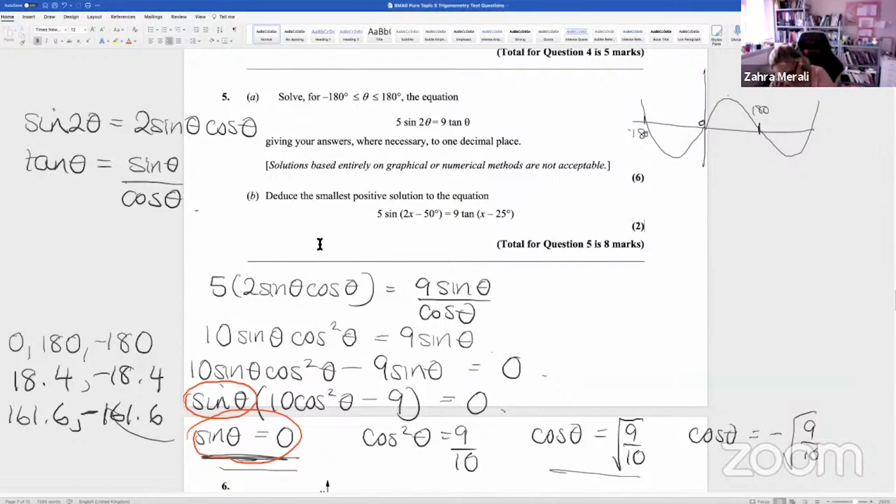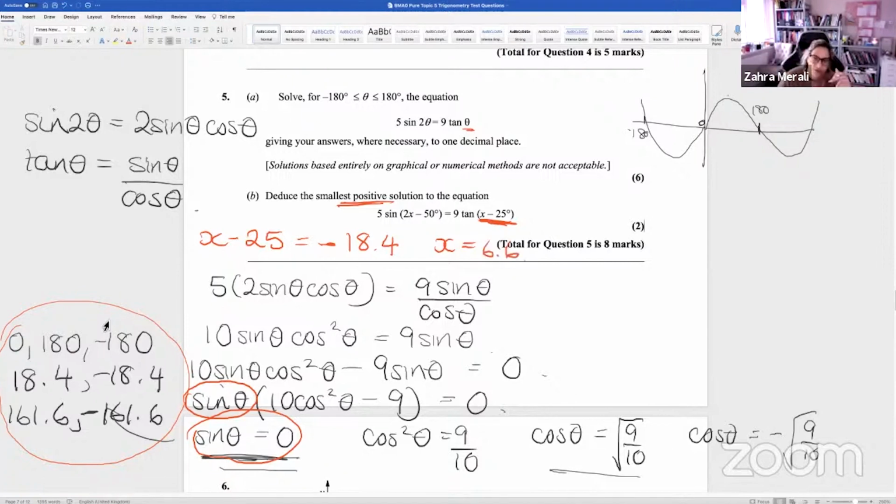So if we match it up, we can say that instead of theta, we've got x minus 25. So x minus 25 can equal any of these, right? But we want the smallest positive one. So if we made it equal to 0, it would be 25. 180 is obviously going to give us something bigger, minus 180 is not going to give us a positive solution. 18.4 is going to give us bigger than 0. We could make it equal to minus 18.4. So therefore, our smallest positive solution is going to be 6.6. So you've got to say which one of those solutions matches.